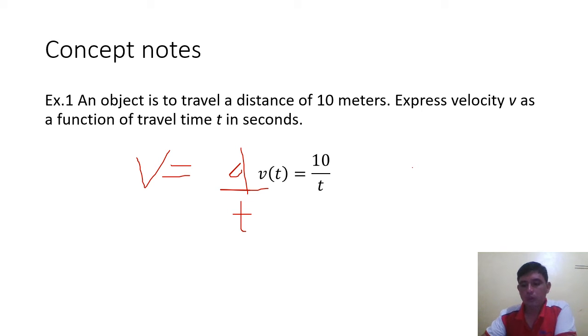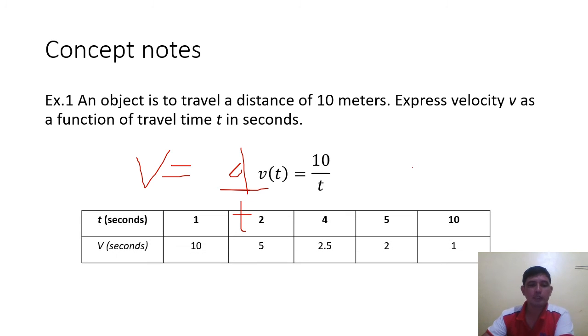Okay, to check, we have this table. If time is 1 second, the velocity is 10 over 1, that is 10. When time is 2 seconds, 10 over 2, that is 5. Time is 4, 10 over 4, that is 2.5. Time is 5, 10 over 5, that is 2. And 10 divided by 10, that is 1. So this is the table for this function.